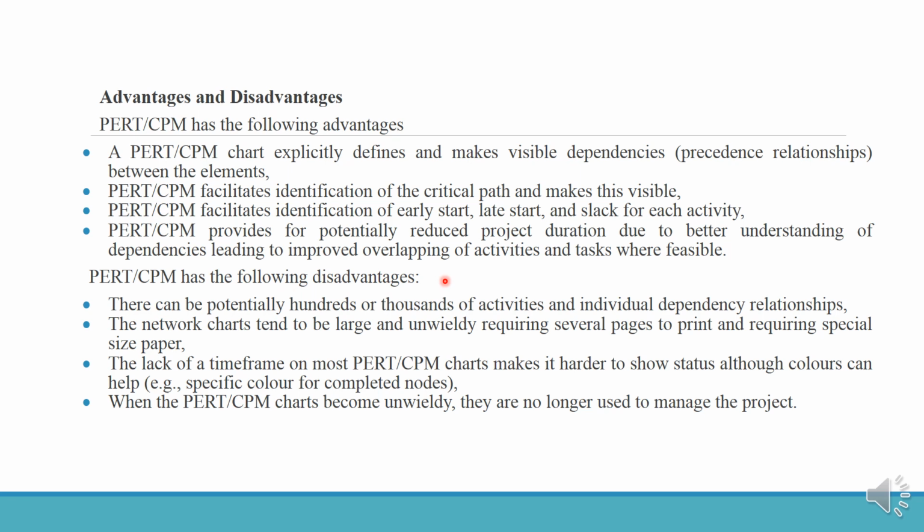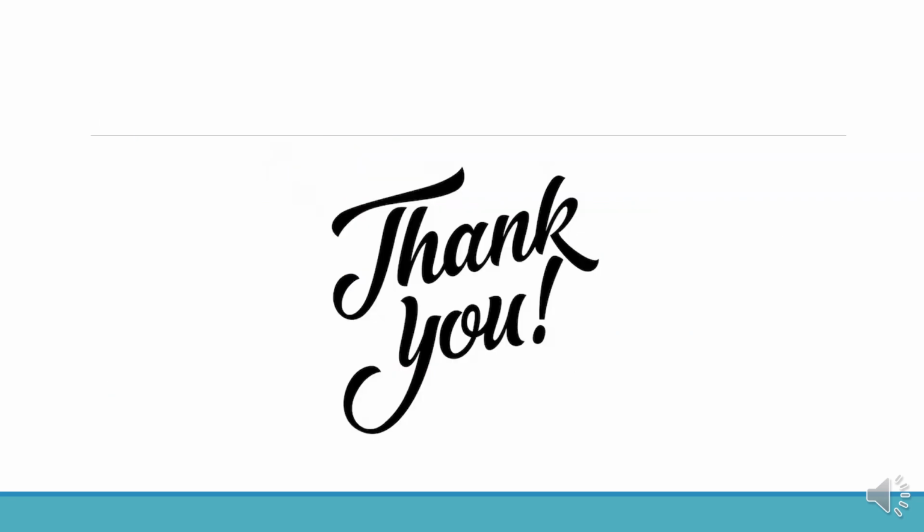PERT and CPM have the following disadvantages. There can be potentially hundreds or thousands of activities and individual dependency relationships. The network chart tends to be large and unwieldy, requiring several pages to print and requiring special size paper. The lack of a time frame on most CPM PERT charts makes it difficult to show status, although colors can help. For example, a specific color for completed nodes. When the CPM PERT chart becomes unwieldy, it is no longer used to manage the project. This is all about CPM and PERT.